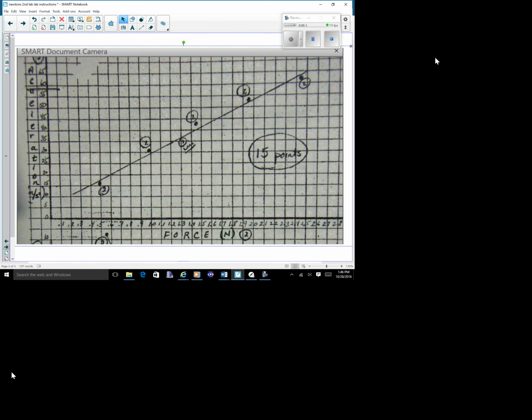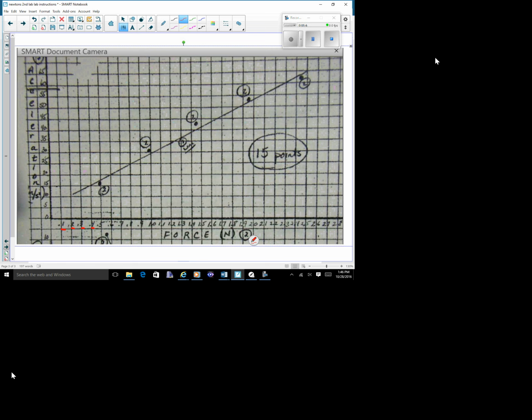If you notice on the force axis, or the x-axis, I went up by 0.2 each time. So every line is 0.2. Make sure, I don't know why I said 0.2, every line is 0.1 each time. So it's 0.1, 0.2, 0.3, 0.4. Keep doing that, and it's all done in newtons. On the acceleration side, since you have some pretty drastic accelerations with the weight you're putting on, I went up by 5. So every line was 5, 10, 15, 20. Do that on your paper as well.